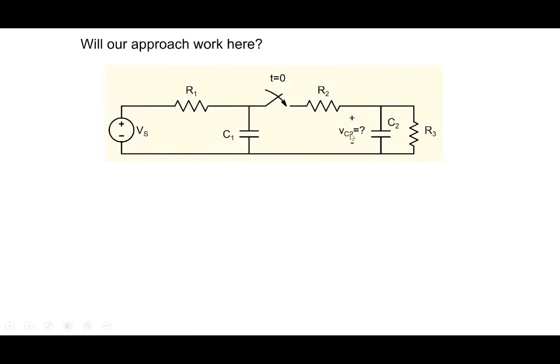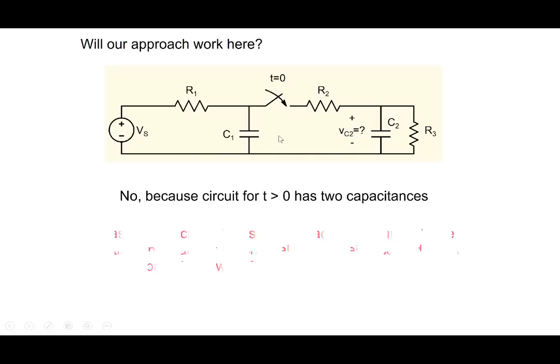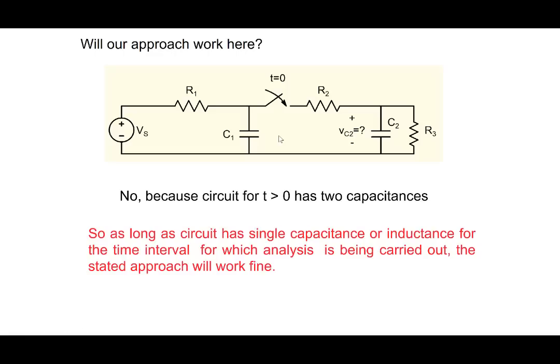We are again interested in the voltage across the capacitor C2, and we close the switch at time t equal to 0. So what happens now? Well, for t greater than 0, when you close the switch, you have two capacitors there, and you want to solve this circuit as a function of time. When you have two capacitors, our method will fail. It's no longer a first order differential equation. The solution that we have just written out doesn't work.